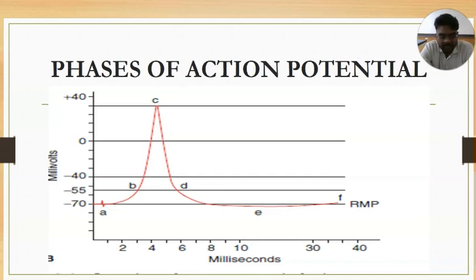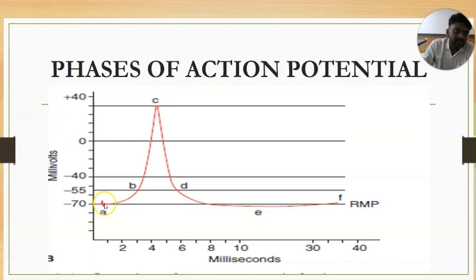So A, B, C, D, E, and finally the F, right? This red graph indicates the change in the resting membrane potential. You can see the change is very transient. Time is plotted in milliseconds, and within a fraction of a millisecond, the change is occurring.